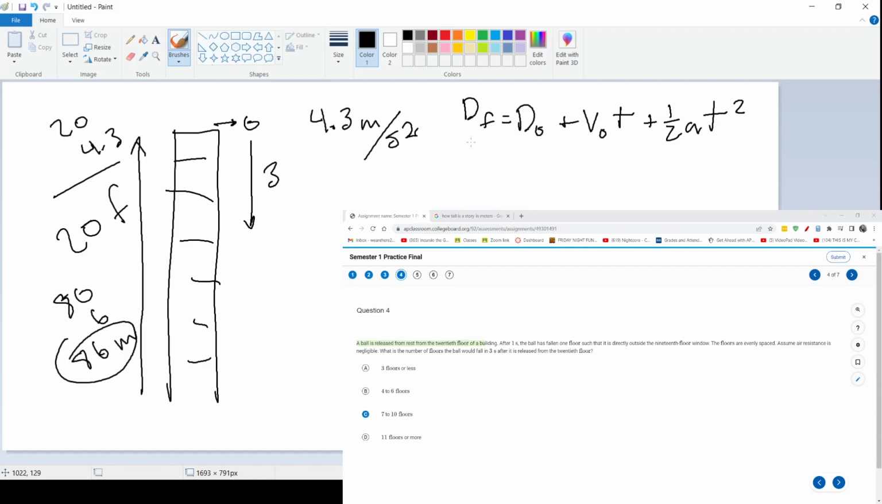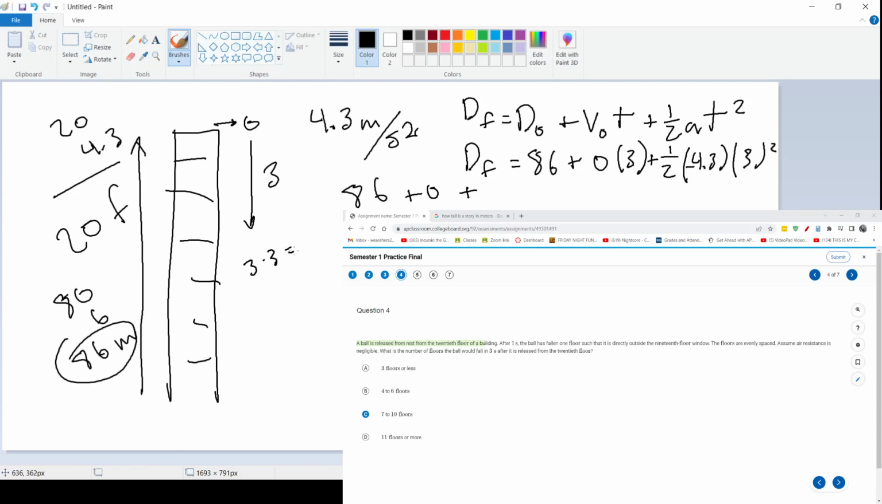If we plug those numbers in, it's going to be d final equals 86 plus velocity initial, that's 0, times 3 seconds, times half acceleration, so that's 4.3. Okay, there we go. 3 times 3 equals 9. Very nice. Now, 9 times 4.3.